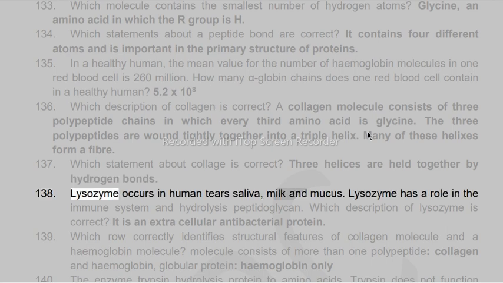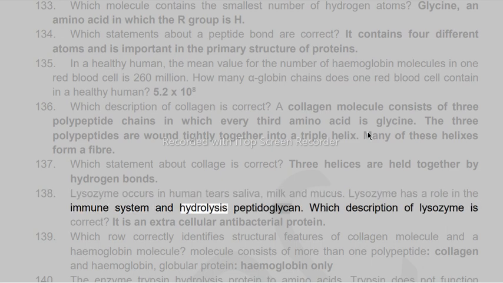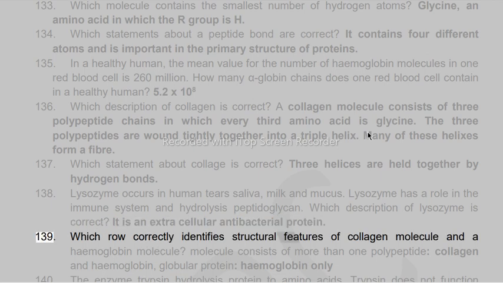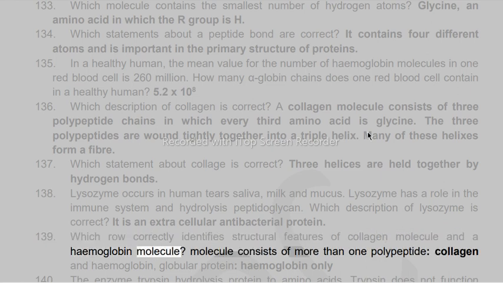138. Lysozyme occurs in human tears, saliva, milk and mucus. Lysozyme has a role in the immune system and hydrolyses peptidoglycan. Which description of lysozyme is correct? It is an extracellular antibacterial protein. 139. Which row correctly identifies structural features of a collagen molecule and a hemoglobin molecule?